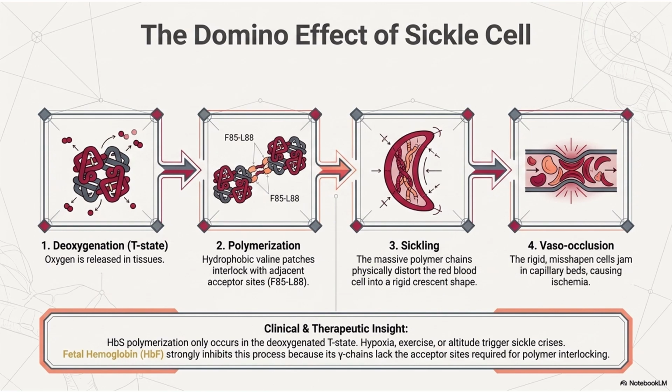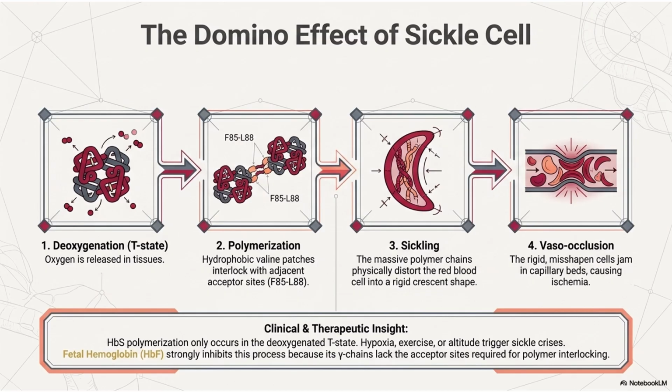That exposed valine begins sticking to neighboring hemoglobin molecules. One molecule attaches to another, and then another, and then another. Soon, long, rigid fibers begin forming inside the red blood cells. Notice the sequence shown on this slide. As these fibers grow, they push against the inside of the red blood cell membrane. Instead of remaining soft, flexible, and biconcave, the cell becomes stiff and elongated. Eventually, it takes on its characteristic sickle shape.